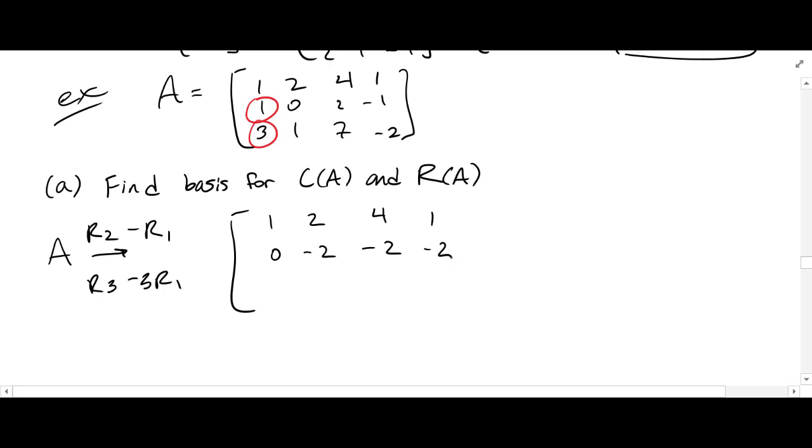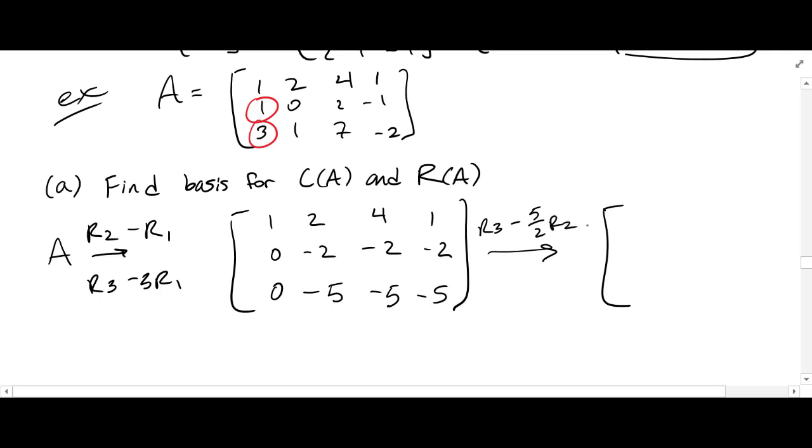And then 3 minus 3 gives you 0. 1 minus 6 gives you negative 5. 7 minus 12 gives you negative 5. And negative 2 minus 3 gives you negative 5. Okay. And so the third row is just a multiple of the second row. So we can reduce that to 0 by doing row 3 minus 5 halves of row 2. Not super important what the operation is, but we can do it.